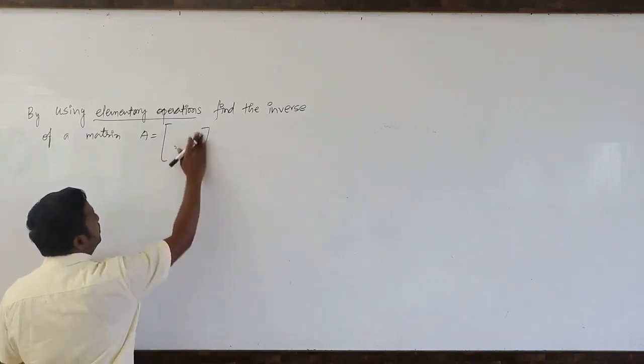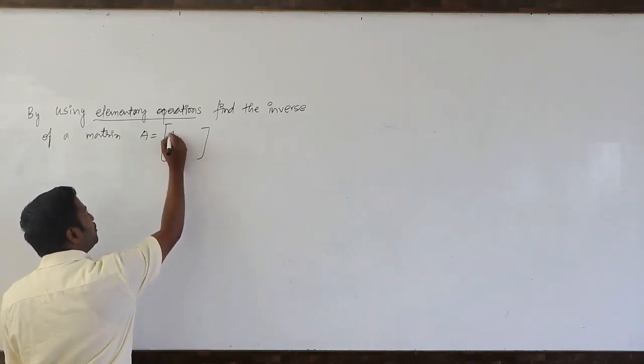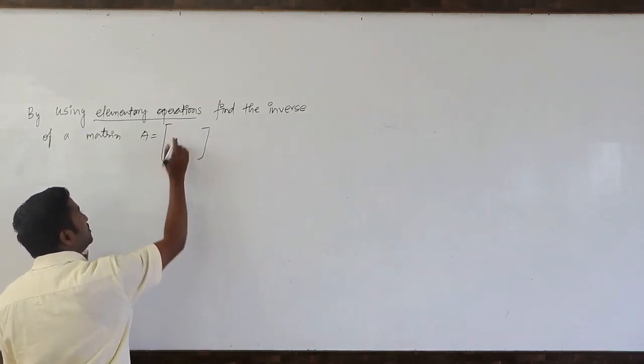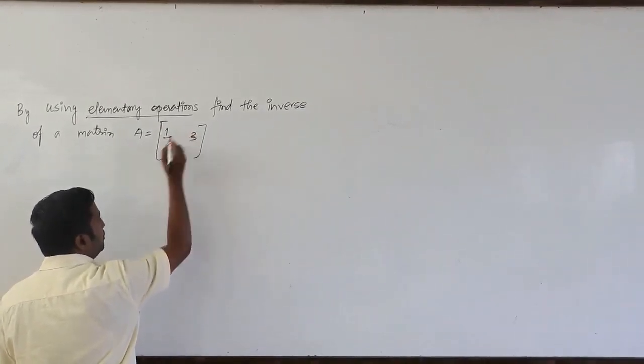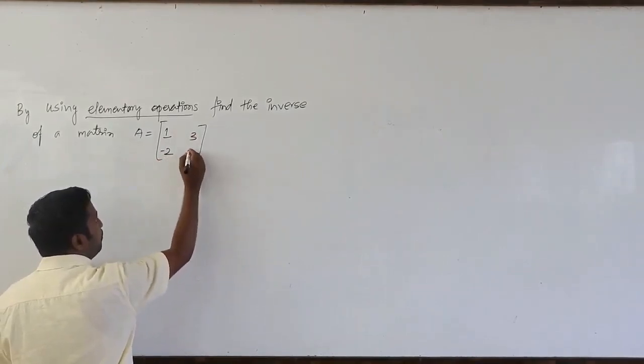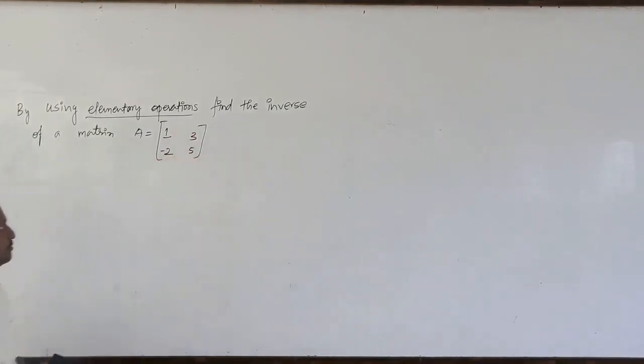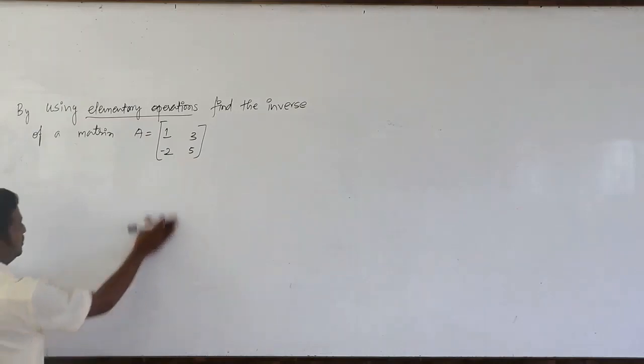I will change it a little bit. I will make it 1, no problem. Later we can discuss what to do if it is not 1. Okay? 1, 3, minus 2, 5. If it is like this, let us look at this.